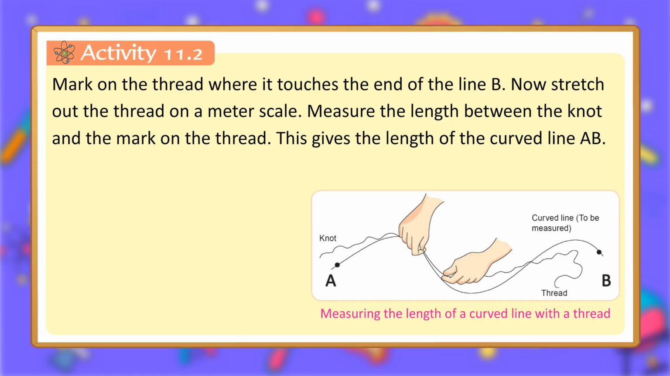Mark on the thread where it touches the end of the line B. Now stretch out the thread on a meter scale. Measure the length between the knot and the mark on the thread. This gives the length of the curved line. Measuring the length of a curved line with a thread.